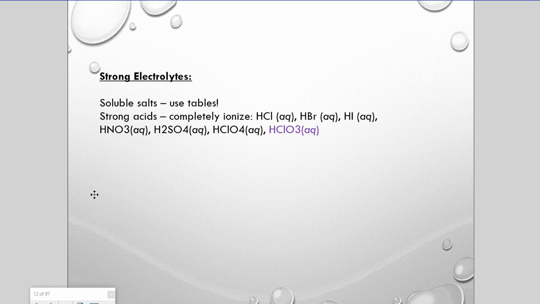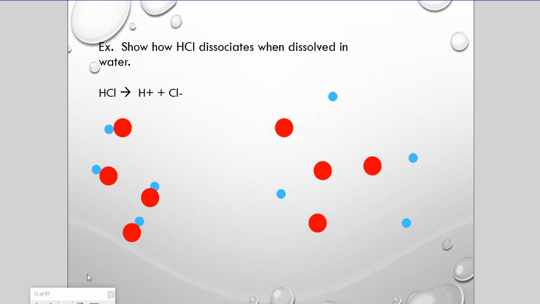Sometimes even nitric is mentioned to be a not completely strong acid, but we won't really worry about that in AP Chem. So what does complete ionization look like? Imagine you have hydrochloric acid molecules here. These are usually going to come in gas form if they're intact. Hydrochloric acid, we can keep it in gas form pretty easily.